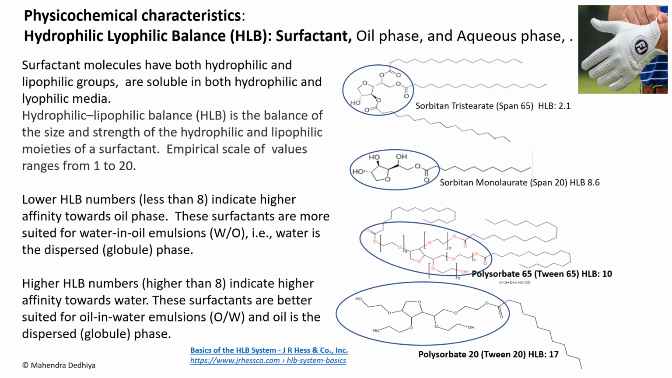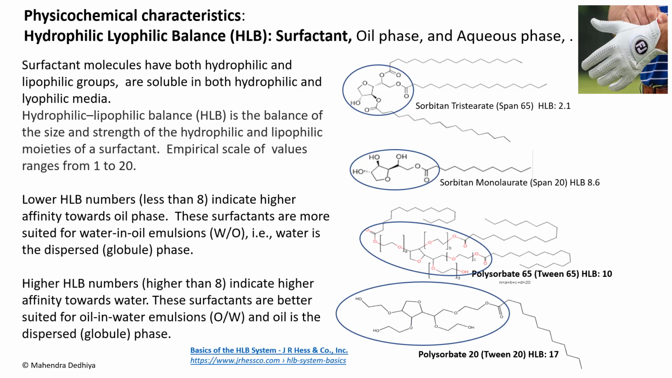The HLB concept was developed in 1949 by Griffin. He presented this to the Cosmetic Society in Chicago. There are limitations to HLB applications. It should be used as a starting point for selection of oil phase and emulsifier that would stabilize the emulsion.